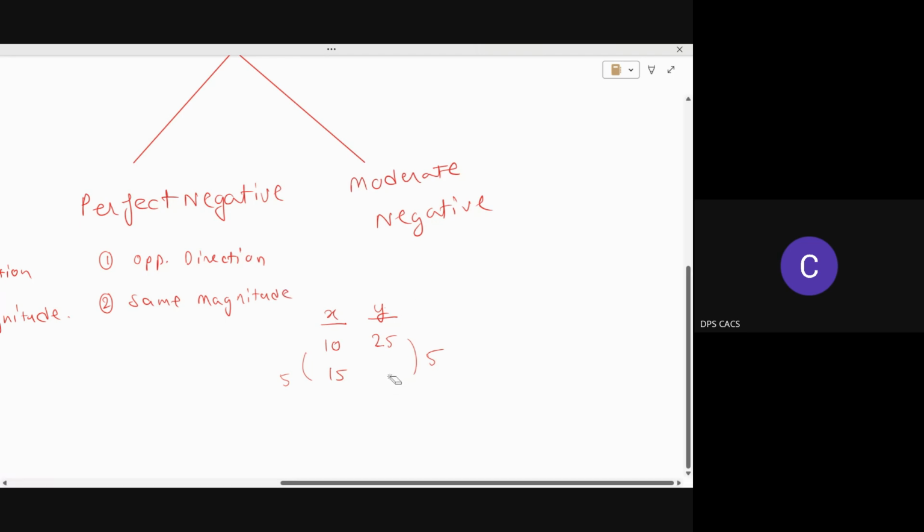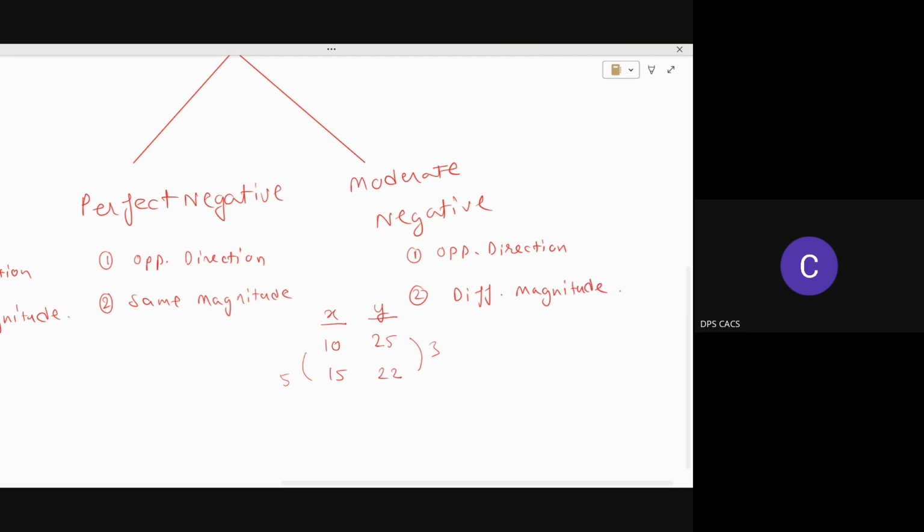Similarly, if I say this is becoming 25 to 22, then magnitude is not same, right? Then we will call it negative but moderate negative. Which one? Moderate negative. So opposite direction is still there and different magnitude. Clear?